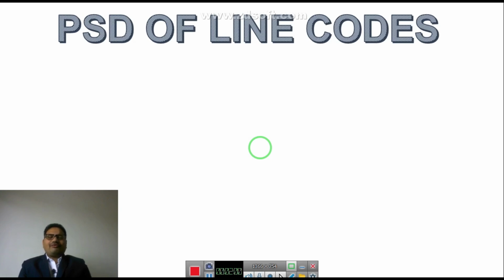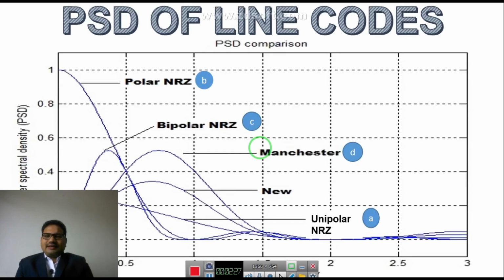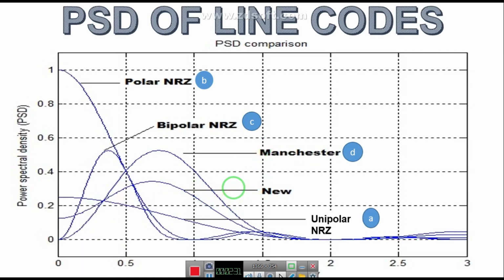Then we need to find the autocorrelation, suppose it is a unipolar signal, then it could be R of tau, and then calculate the PSD based on both the Fourier transform and the autocorrelation. So it means it is the Fourier transform of the autocorrelation function of any input random process, that is R of tau. Now this is the figure of the PSD of line codes.